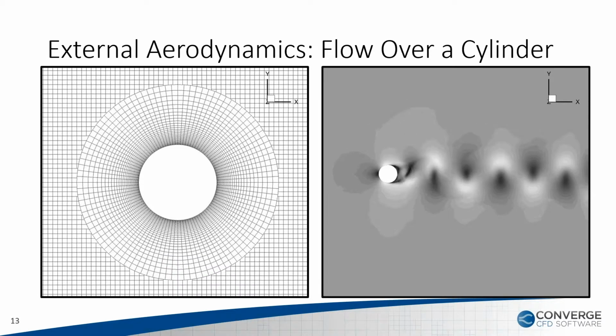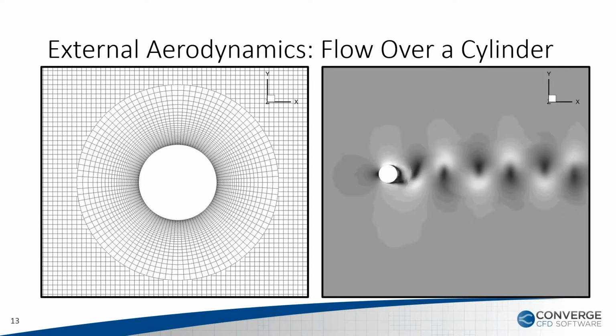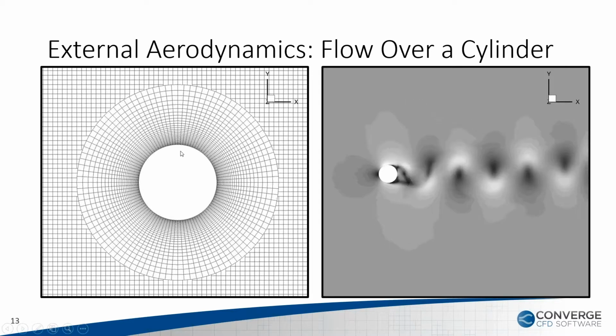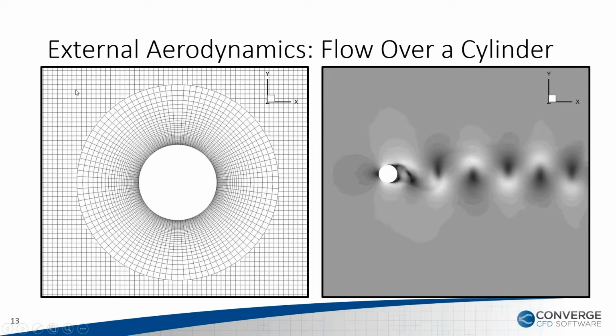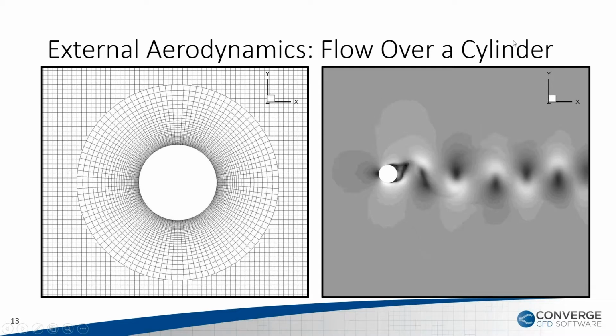And then here's a very simple example of another case where you might want to extrude to create the inlaid mesh. This is just flow over a cylinder, and on the left we have the cylinder and the extruded inlaid mesh around it. Then we have the Cartesian mesh that surrounds the inlaid mesh. And on the right is a movie of vortex shedding that we got using this particular mesh.